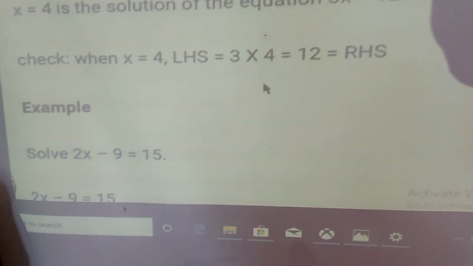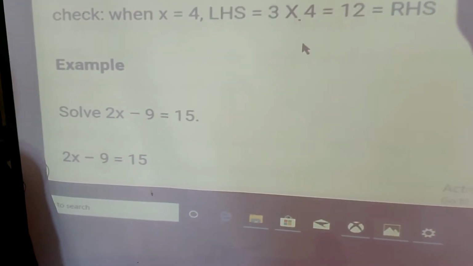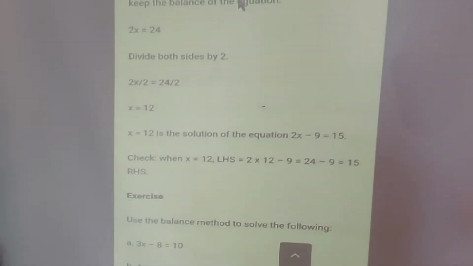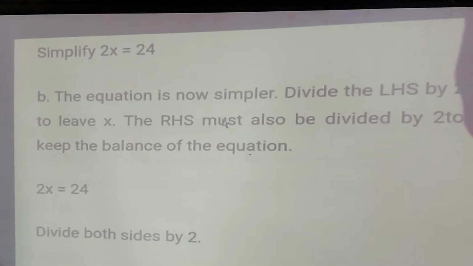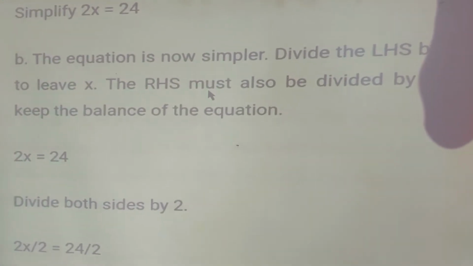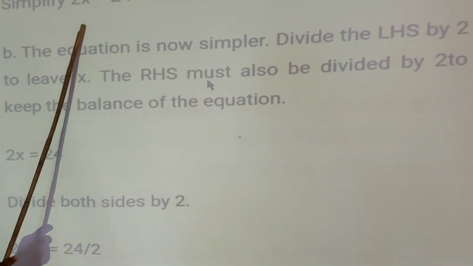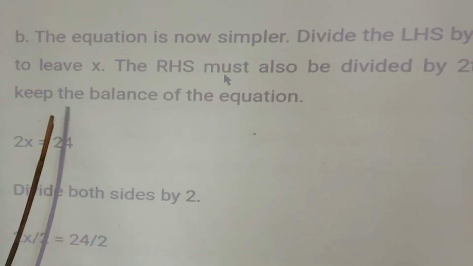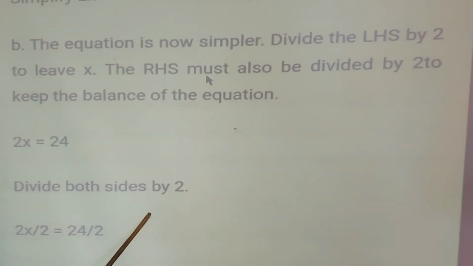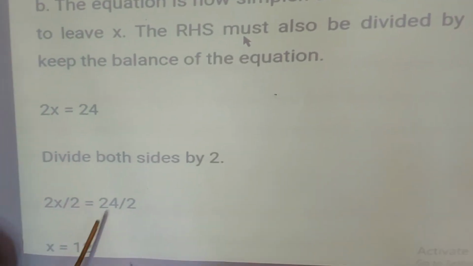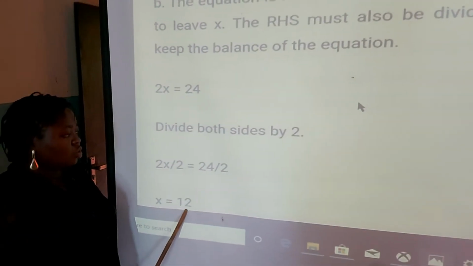Another example is 2x minus 9 equals 15. To balance this equation, we'll take 9 to the other side of the equation, and that gives us 2x equals 15 plus 9, which is 2x equals 24. The equation is now simpler. Then we'll have to divide both sides by 2, as we did in the first equation. 2x divided by 2 gives us x, and 24 divided by 2 gives us 12.